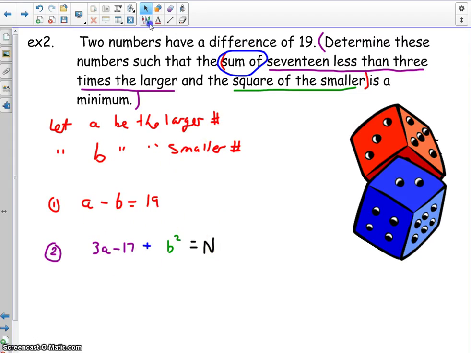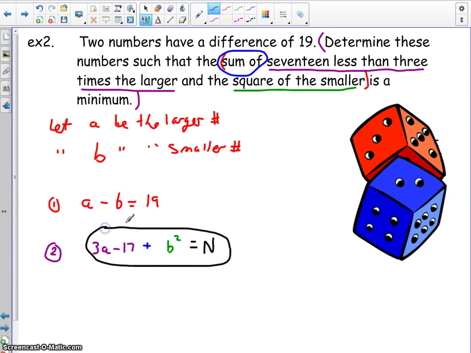Now, when you see the word minimum, you're thinking something to do with the vertex. Okay, so either the axis of symmetry or the optimal value. But again here, before we even think about that, we've got two variables here. We've got a and we've got b. That's not going to work for us. We have to find some way of eliminating one of these variables.